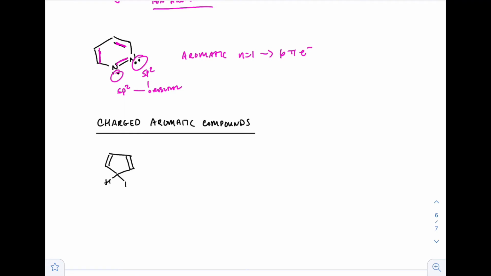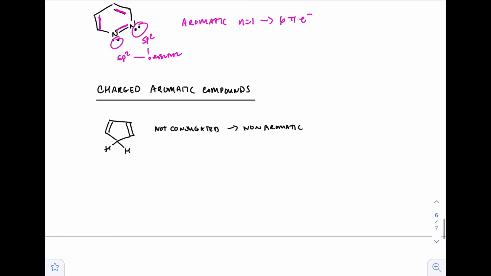So charged aromatic compounds. Let's say we have this cyclopentadienyl, and it's not conjugated. Well, that means it's non-aromatic, because it's an sp3 hybridized carbon right there. But if we hit it with a base, remove the hydrogen, that gives us 2 electrons at that site, and a negative charge.